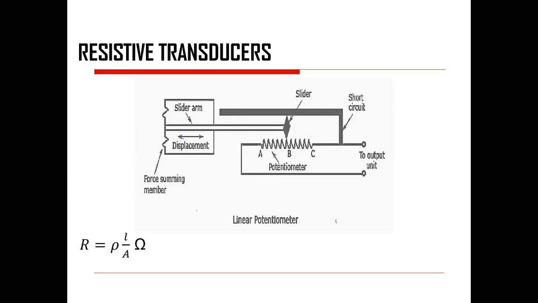But here we have shown one formula, that is R is equal to rho L by A. Rho is the constant, L is the length, and A is the area. Depending upon that, here the length of the slider is varying, and resistance R is directly proportional to the length. As your length varies, resistance will vary, and as resistance varies, output will vary.